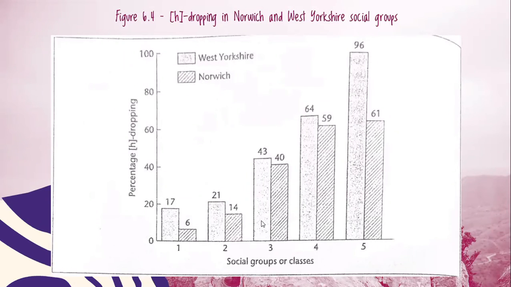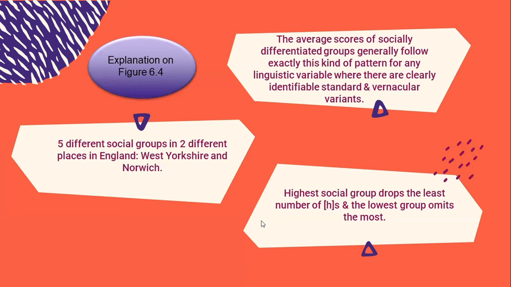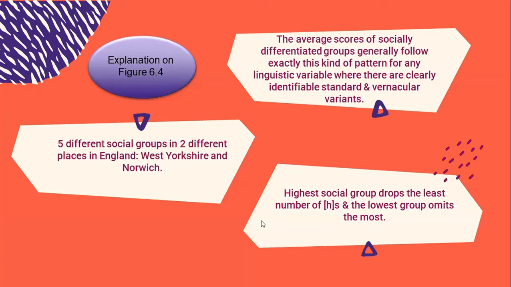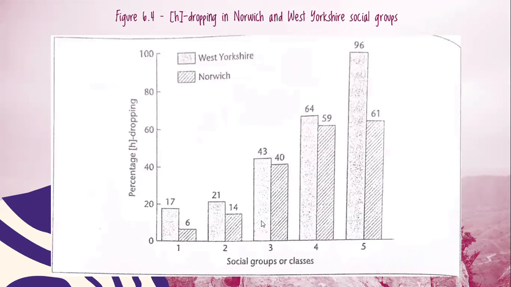So this is the figure of H dropping in Norwich and West Yorkshire social groups. As you can see, the pattern is the same. The lower the social class, the more they drop H. Just now you are talking about this figure on page 154. Okay, 154.